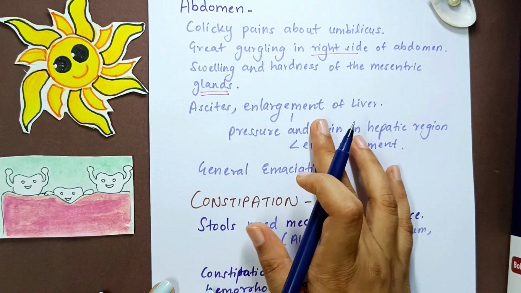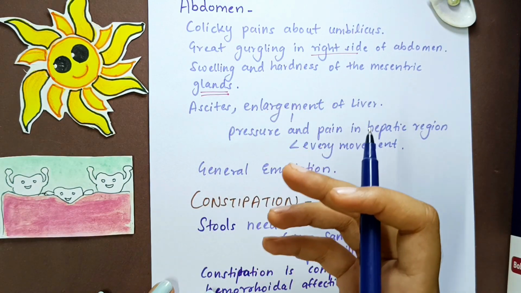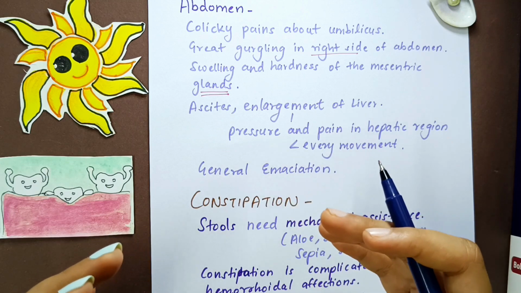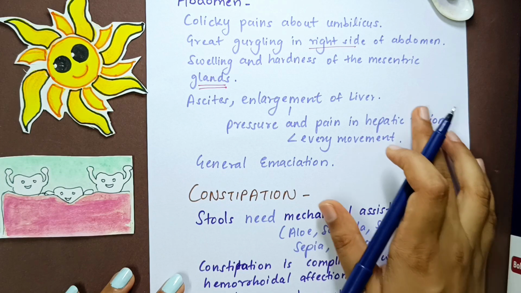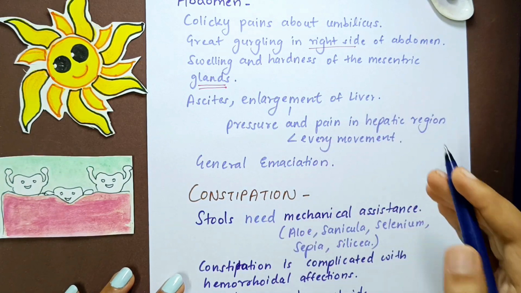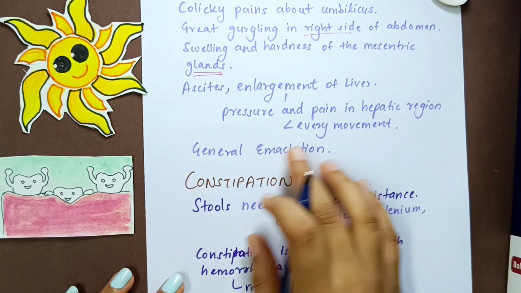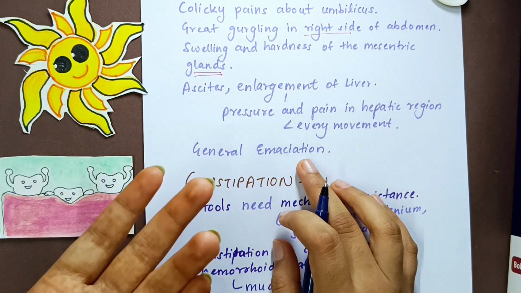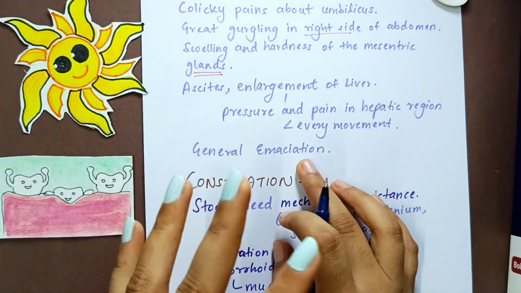Then there is ascites and enlargement of liver. Ascites is also a type of enlargement of your abdomen because of accumulation of liquid. And there is enlargement of liver. Pressure and pain in the hepatic region, meaning the region where the liver is present, aggravated by every movement. General emaciation, because there is malabsorption. There is no absorption of any nutrient, and then how will any person not be emaciated or be healthy, right?